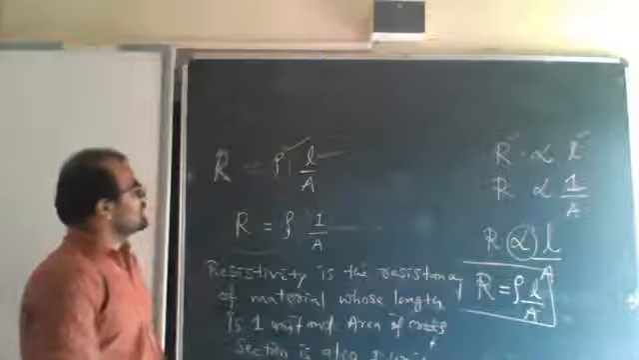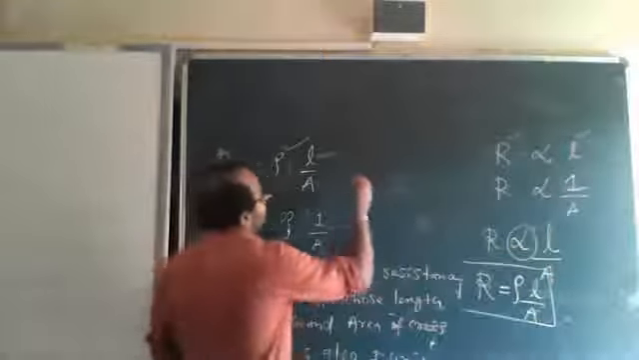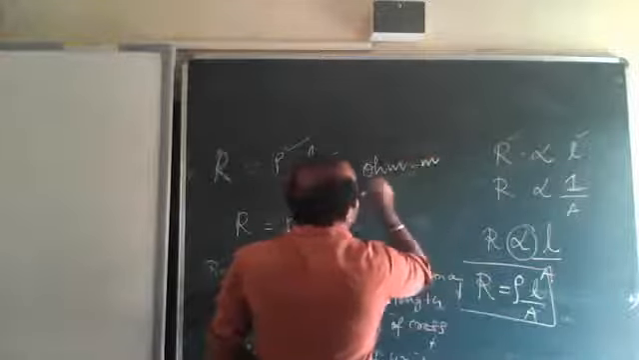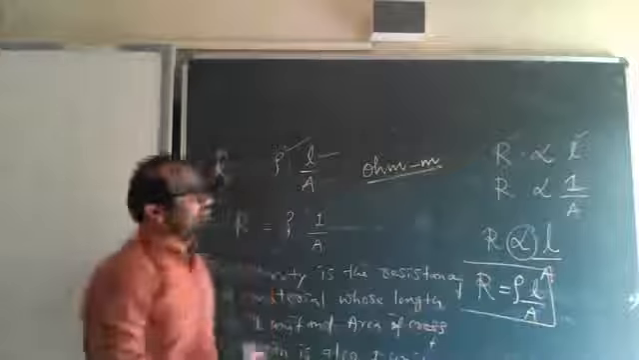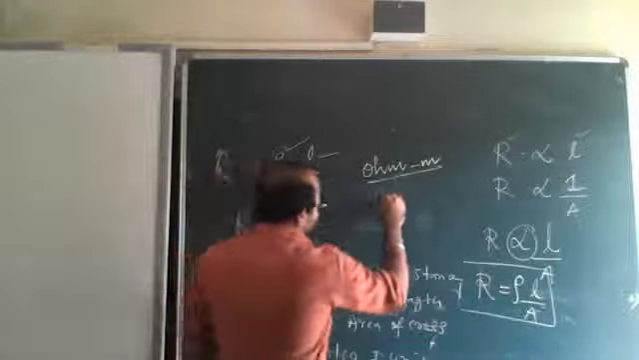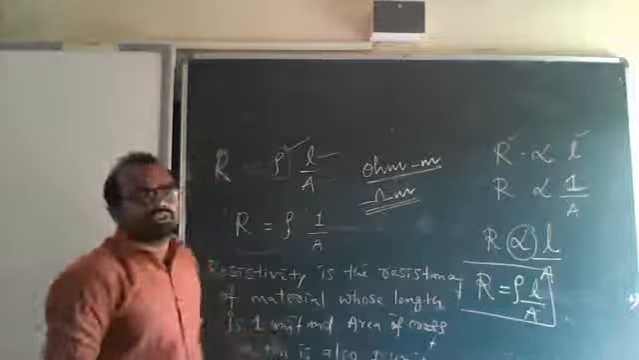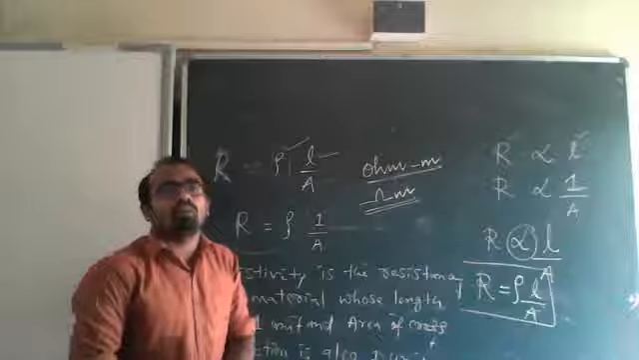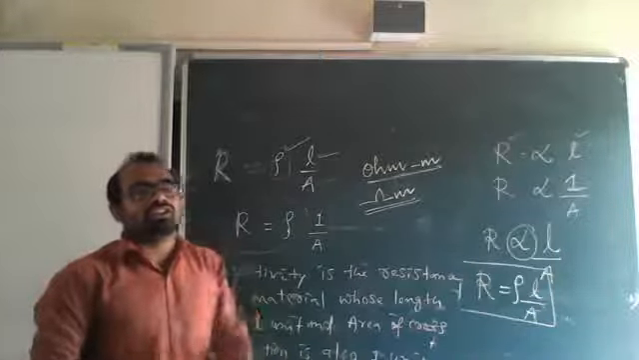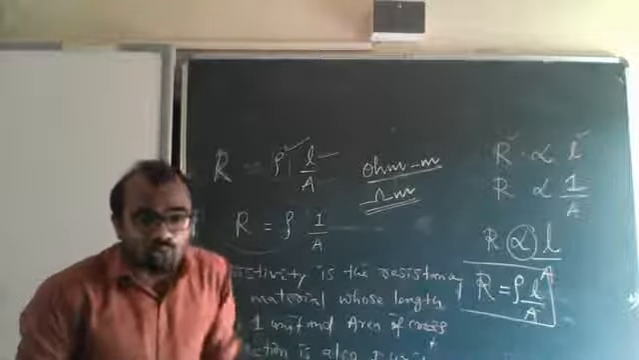Okay, so this is regarding resistivity. And what is the SI unit of resistivity? SI unit of resistivity is ohm meter. Remember, SI unit of resistivity is ohm meter. SI unit of resistance is ohm.